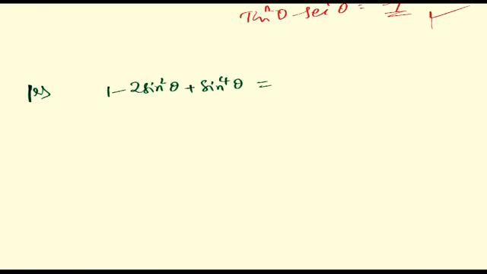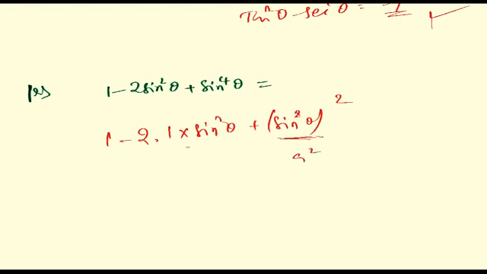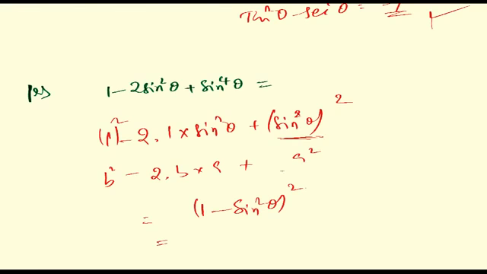1 minus 2 sin square theta plus sin power 4 theta. So this is nothing but 1 minus 2 into 1 into sin square theta, I can say. So this I can write as sin square theta whole square. So this is nothing but a square, this is 2 into b into a, and this is b square. I can write it as 1 square. So a square minus 2ab plus b square. This is nothing but a minus b whole square. A minus b is nothing but 1 minus sin square theta whole square. So here the term is sin square. So this is nothing but cos square theta whole square. So the answer will become cos power 4 theta.